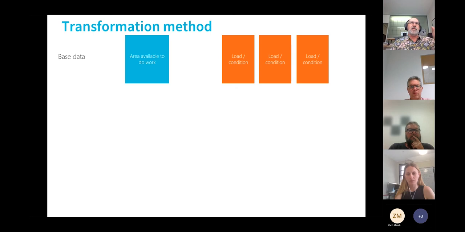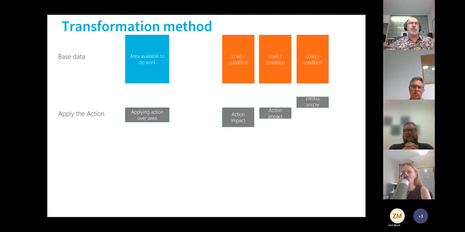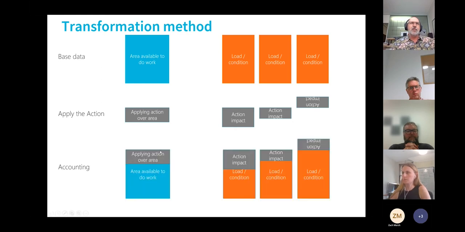So in economics plan, we have an available area that we can do work on. We've got all the measures that we care about represented here as load or condition. So it might be a water quality parameter or a social parameter. We've got an action, and that action can be applied over this area. So this area, we know at the upper limit of possible area to do work on. And then we've got represented impact of that action on the measure that we care about. We apply the action, and then we do some accounting. Basically, we remanage the area. We look at the load or condition after we've applied it.